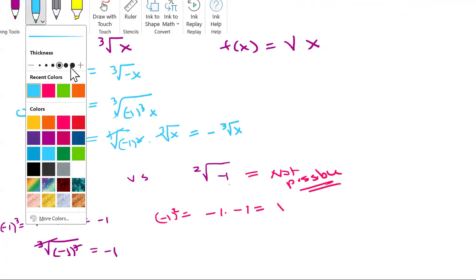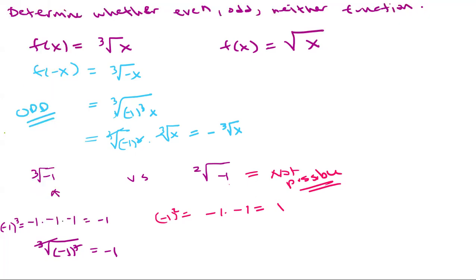Now, let's do the same thing for the square root of x. So we're going to have f of -x, take the square root of -x. Again, I can break this down to -1 squared times x and take the square root, right? However, -1 squared is not -1. It's +1, right? But I want a -1 in the front. So I can't do it, right? Because I have a +1 and I need a -1. So in this case, it's not possible. So this one is neither.